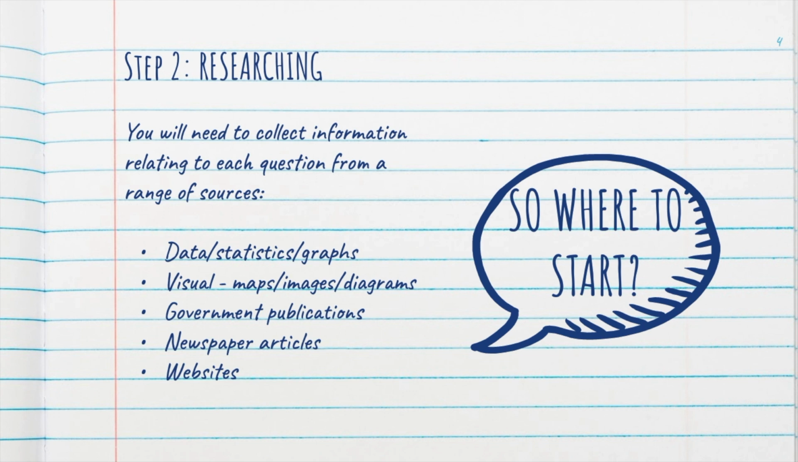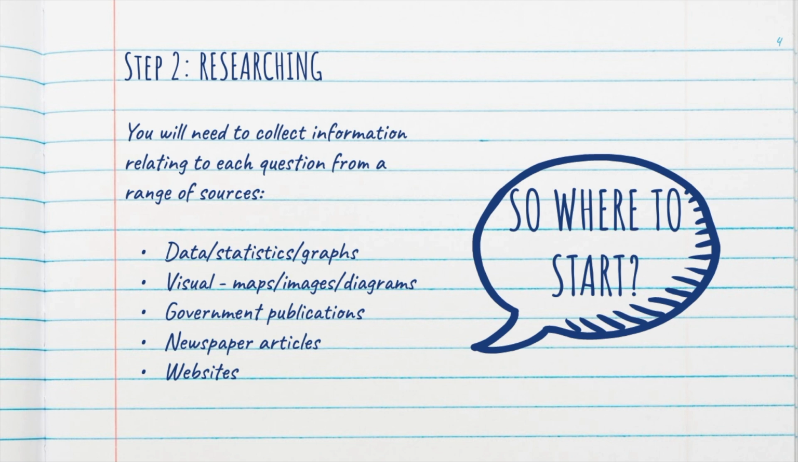So your first step in your investigation is to begin by researching both cities. You'll need to collect information from a range of sources, and these are some of the sources that you could go to find some information. So you could find data and statistics and graphs. You could look at visual sources, maps, images, and diagrams. You can find some government publications, newspaper articles, and then other websites could be useful in helping with your research. So there's a variety of different things that we need to gather when looking at different sources.